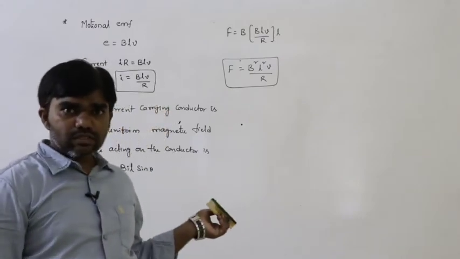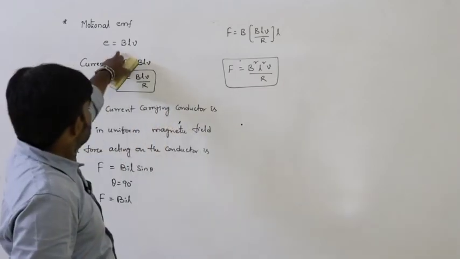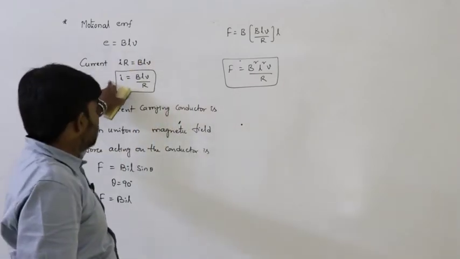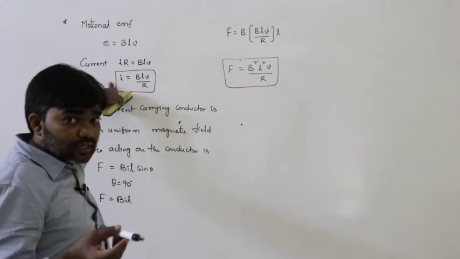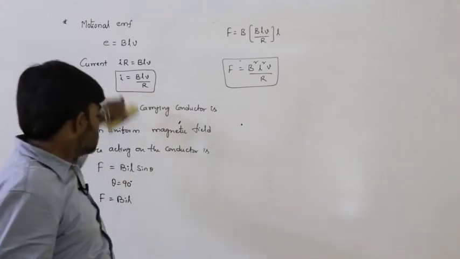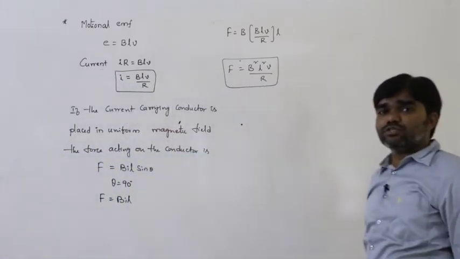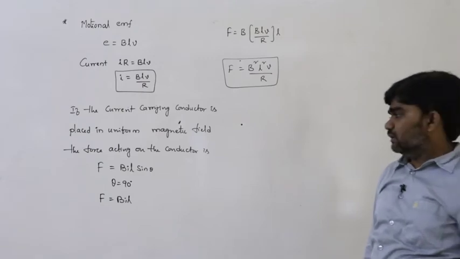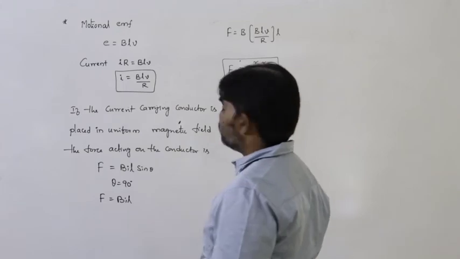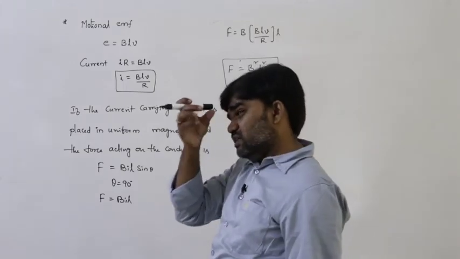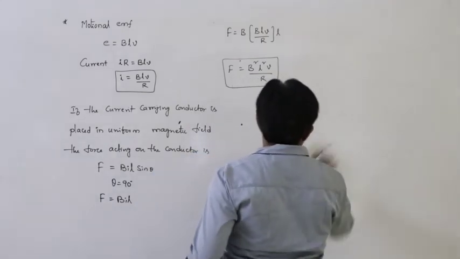So till now we discussed the conductor moving in the uniform magnetic field, induced EMF BLV, current I equals BLV by R. Due to this current, the current carrying conductor placed in uniform magnetic field has a certain amount of force acting on it. What is the force here? F equals BIL. But what is I? BLV by R. So F is B square L square V by R. Now this is the force acting on the conductor.